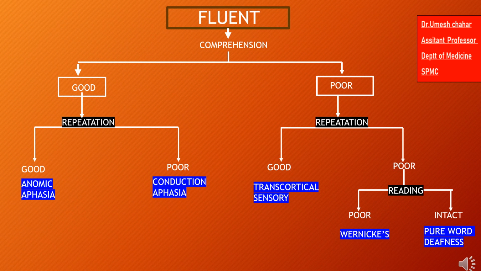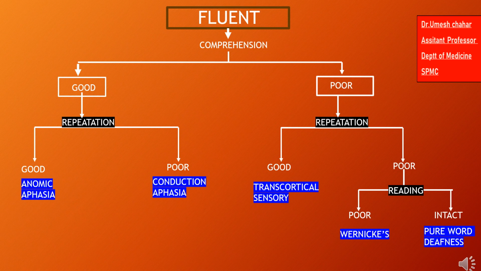If repetition is poor, then we will label it as conduction aphasia, which means that the patient is having increased word output, his comprehension is good, but his repetition is poor.